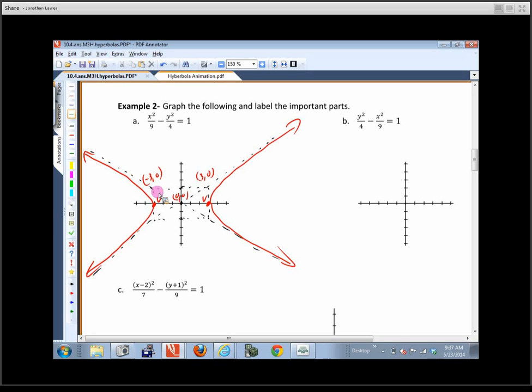The foci are a bit of a pain on this one because if I add those 2 together, what do I get for C? I get radical 13. Okay? So I'm going to go radical 13 this way, which is a little under 4. So I'm going to put it about right there. So there's a focus. I'm going to say that that is radical 13, 0.